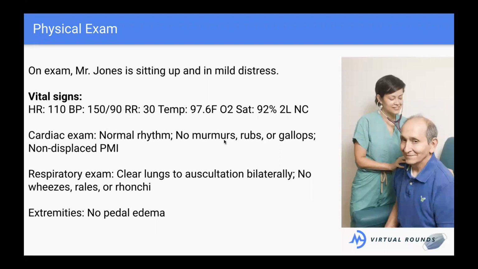2 liters on nasal cannula, which is just the little tube with the 2 little nostril bits that go in, and then you tuck them behind your ears, for those who don't know.